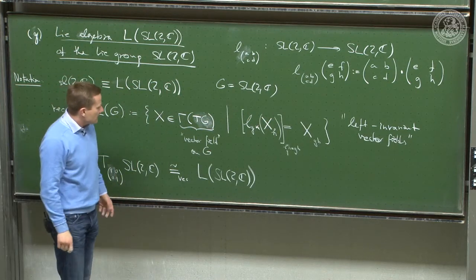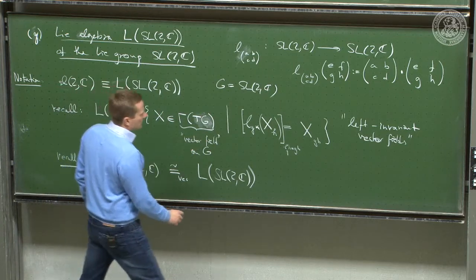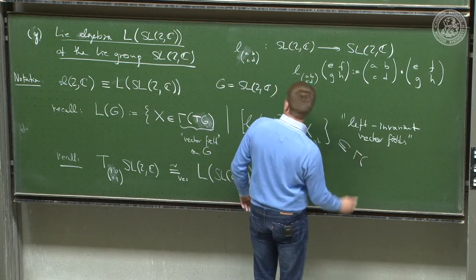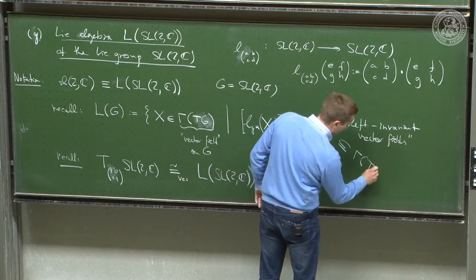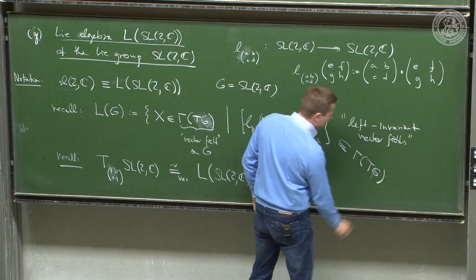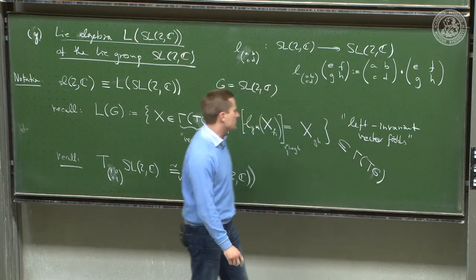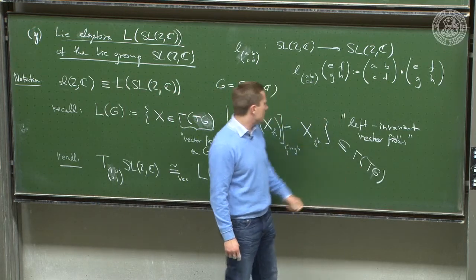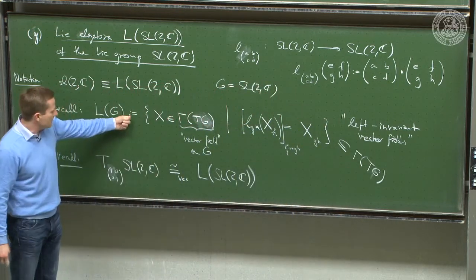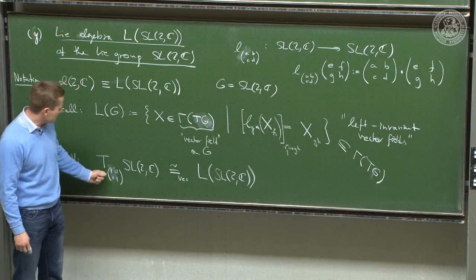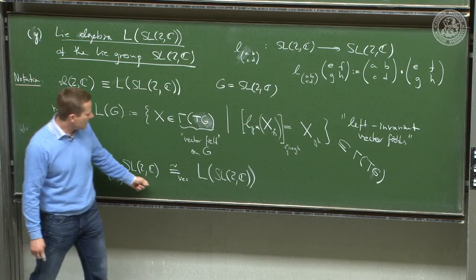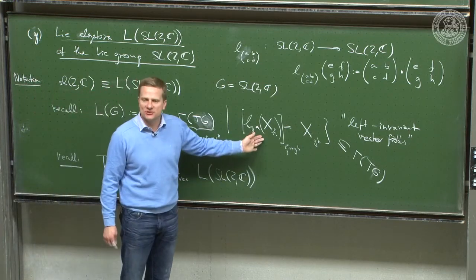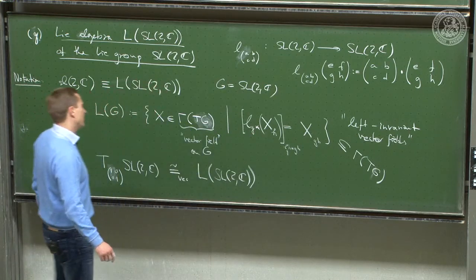But how can it be that this is, after all, a sub-vector space of all vector fields, but as an R vector space, or in this case as a C vector space, this is infinite dimensional, but we saw that this is finite dimensional. Indeed, SL2C is three-dimensional, so the tangent space is three-dimensional. How can it be that as vector spaces they're isomorphic? Well, this is a very strong condition, the left invariance.